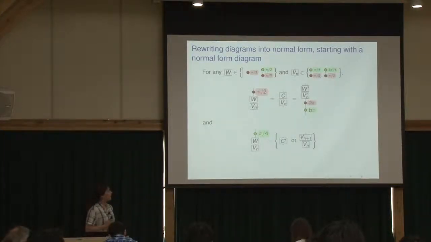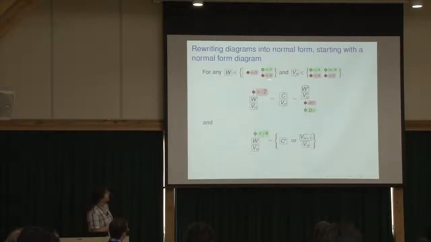Now, the second case is where we have a diagram that's already in normal form, and we apply either one of our generators to the top of that diagram. We're just going to look at the topmost elements of the normal form diagram here. So at the very top, we're going to have some W, which is either an identity, a red pi by 2, or a red pi by 2 followed by green pi by 2. And below that, we're going to have some V, which is red pi by 2 and green pi by 4, or red pi by 2 and green 3 pi by 4.